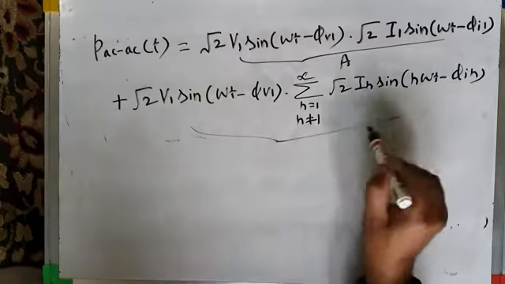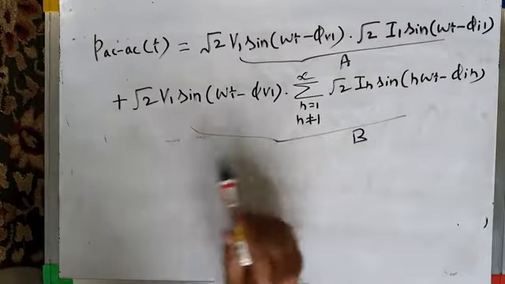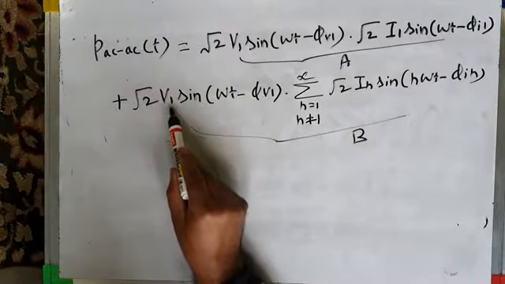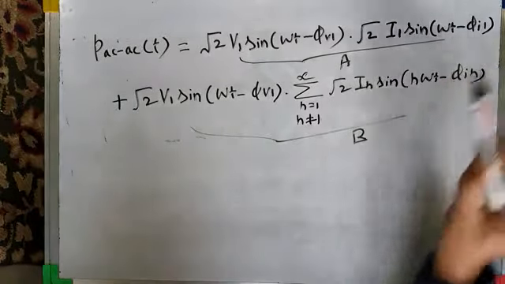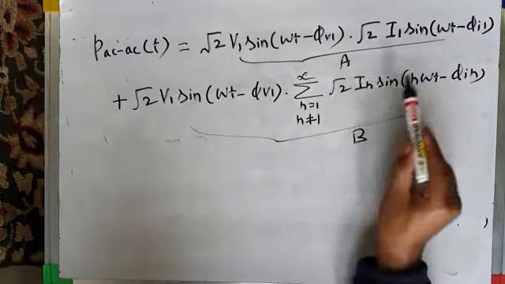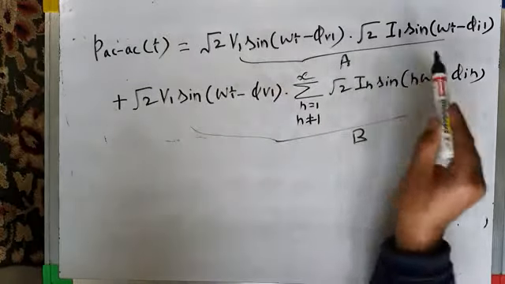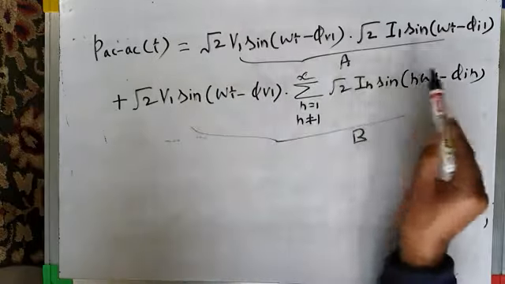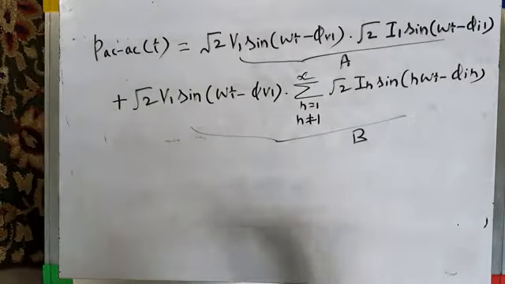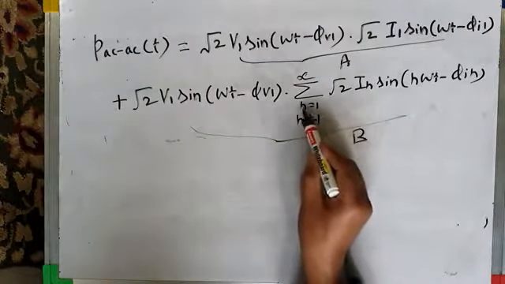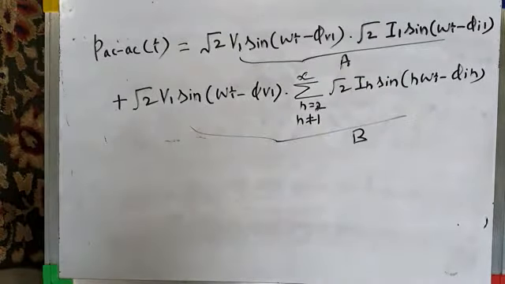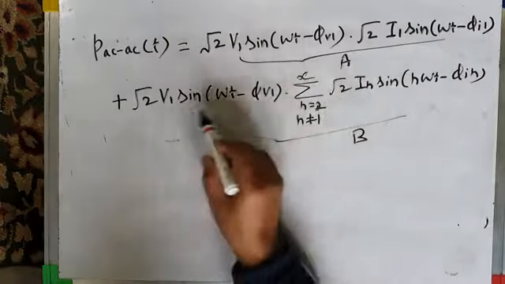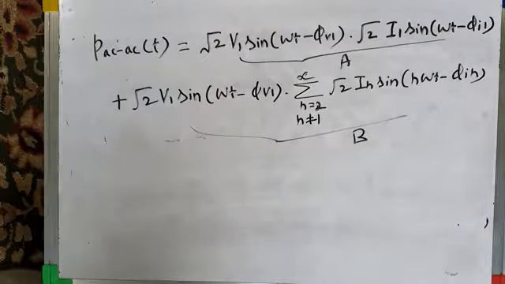This second term, let us call this term B. In this term B, the fundamental component of voltage is multiplied not with the fundamental component of current, but with all other components: V1 is multiplied with I2, then with I3, then I4, I5, and so on. H not equal to 1, H equal to 2 to infinity. So this is the interaction of dissimilar frequency components. It also results in the flow of power.